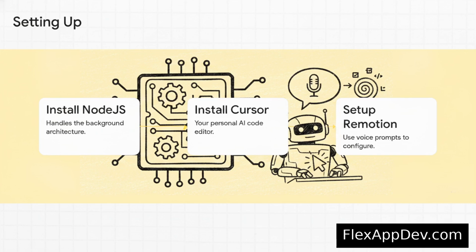Step 2, install Cursor. This is an AI-powered code editor, basically your personal robot programmer. And step 3, you literally just use voice commands in Cursor. You ask its AI agent like Opus 4.5 to install Remotion for you. You just say, hey, can you please set up Remotion on my drive? Boom! No terminal hacking or coding background required at all on your part.